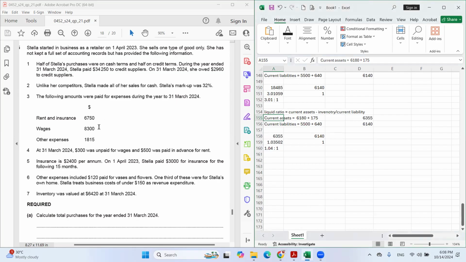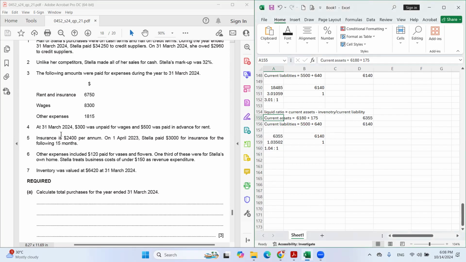So the following is information for the expenses at 31st March 2024: 300 was unpaid for wages, and then 500 was paid in advance for the rent. Insurance 2,004 per annum. On 1st April, Stella paid 3,000 for insurance for the following 15 months. Okay. Other expenses. Okay, let's see one by one.